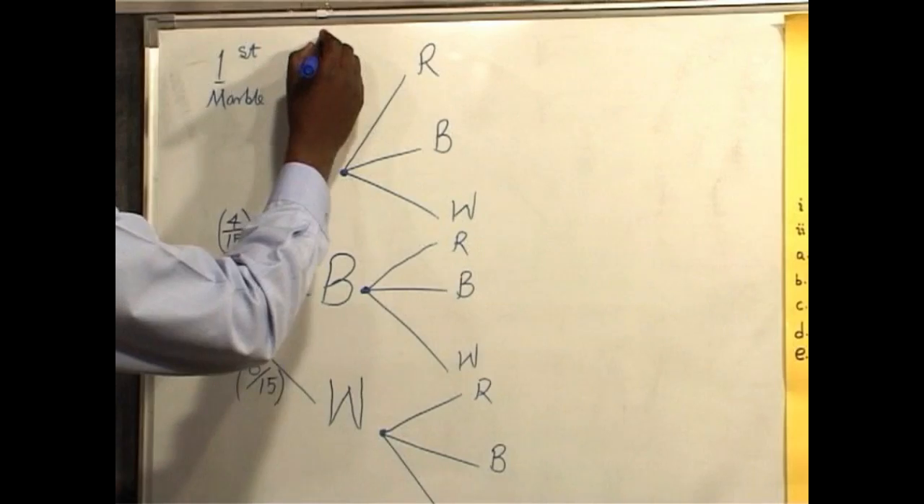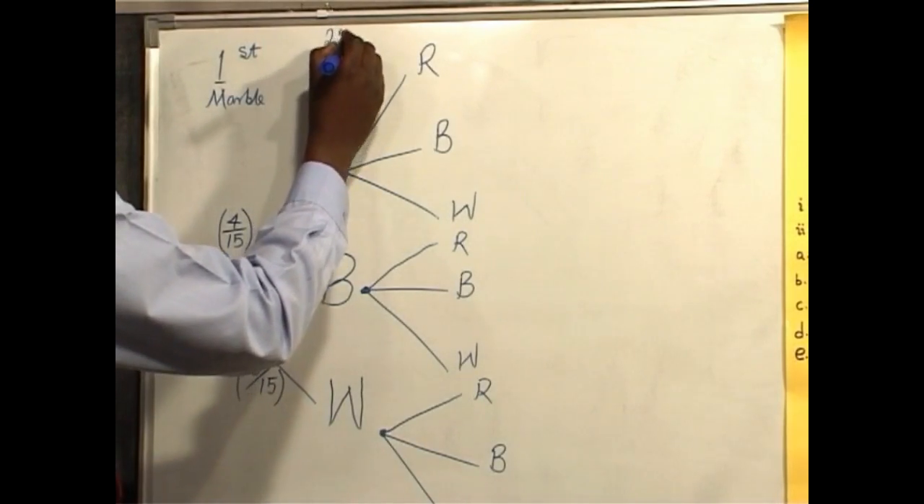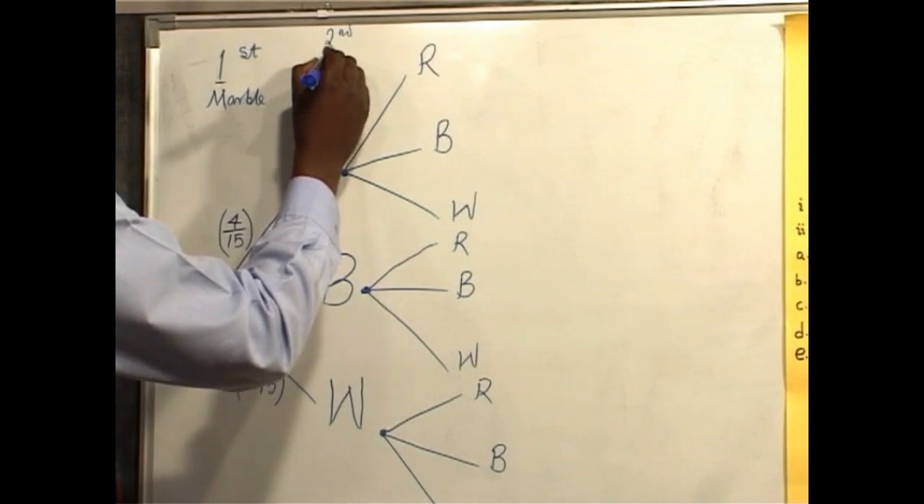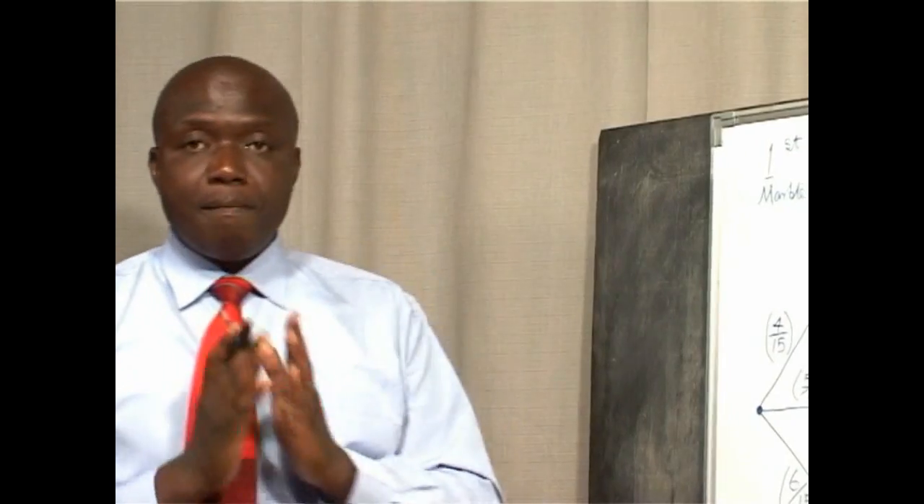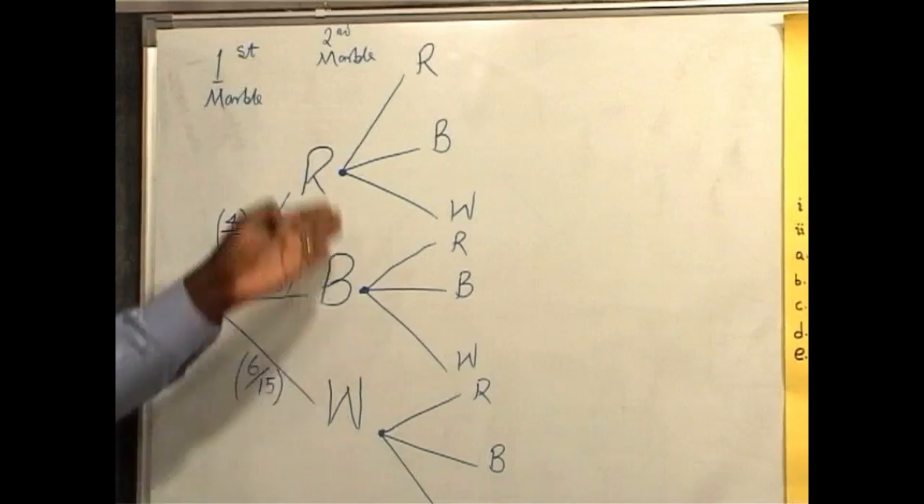Having done this, we even need to indicate that this is the picking of the second marble. And on the branches, remember, we must be able to indicate their respective probabilities. It is this second stage where we need to be very careful, because a number of confusions may arise if you are not careful. So, let's move on.